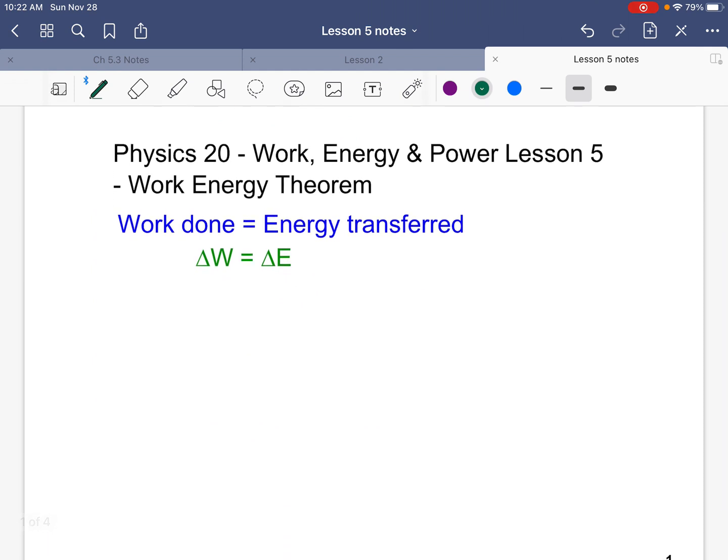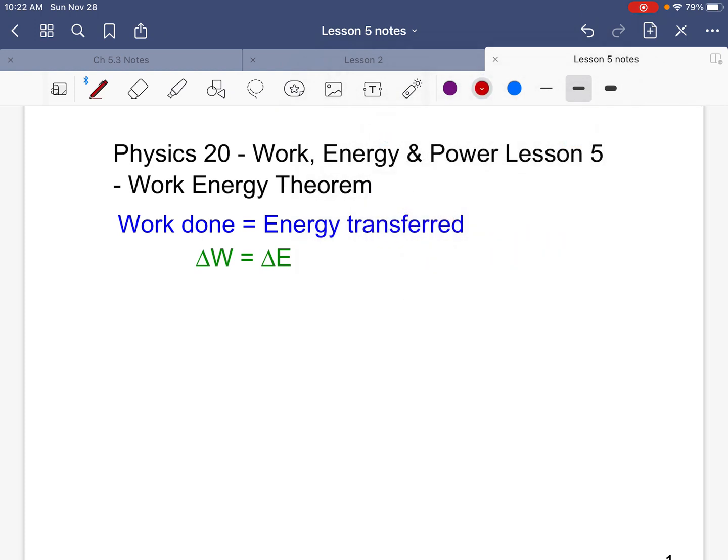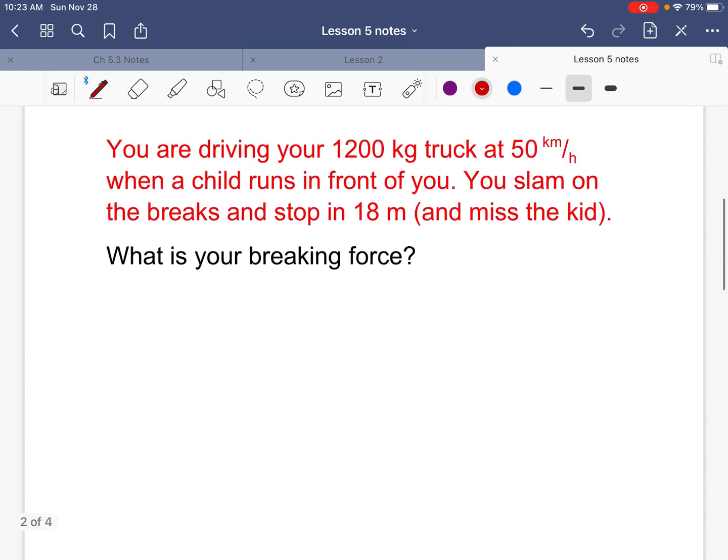Now moving on to today's lesson, Work Energy Power Lesson 5, the Work Energy Theorem. Here I want to stress that the work done is equal to energy transferred. So work is force times distance, energy 1/2 mv squared. So work is energy and energy is work. All right, so that's the big thing here. If you've got that, you've got this lesson.